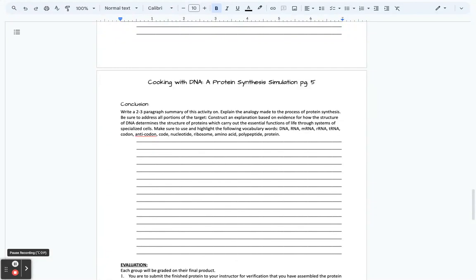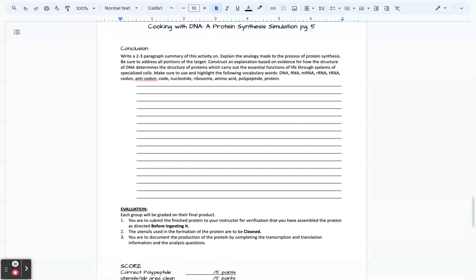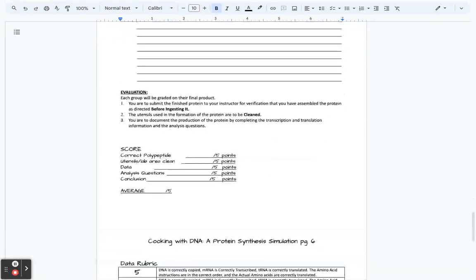Make sure to use the following terms. So you need in your explanation DNA, RNA, messenger RNA, rRNA, tRNA, codon, anticodon, code, nucleotide, ribosome, amino acid, polypeptide, and protein. Just highlight the words in the writing so that just the first time you use it, it needs to be highlighted so that I can recognize that that's there. If you need more writing room, you'll have to go onto the page that this should be glued down in your book as a flip. That would be 99, right?